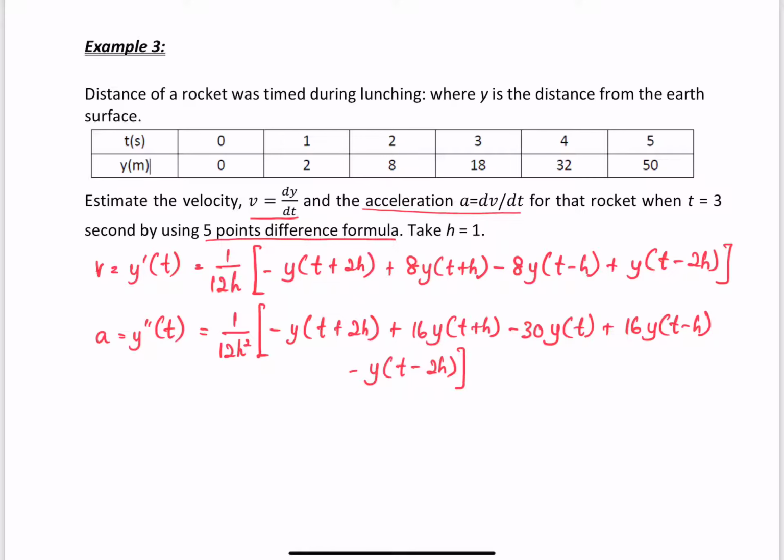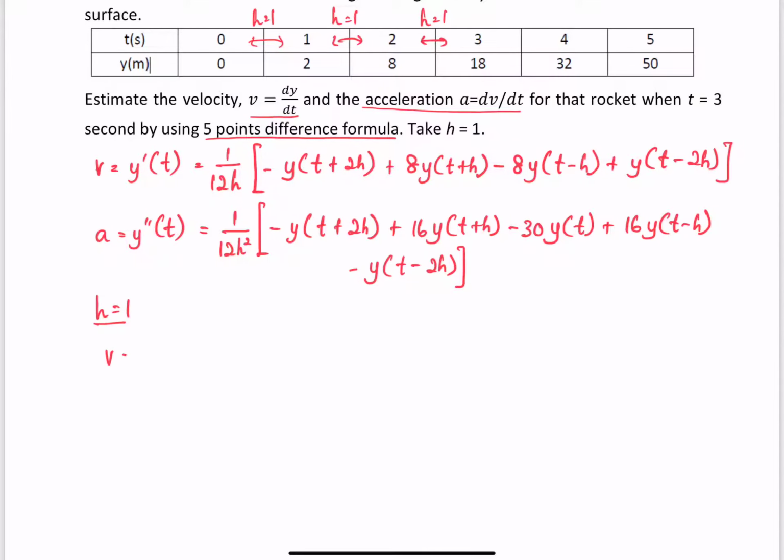And you know that our h now is 1, because the difference between the points here is 1. So that's why our h is 1, and then you just substitute all the values and you will get the answer. And the answer you can get is that the velocity is equal to 12 meters per second, while your acceleration is 4 meters per second squared.